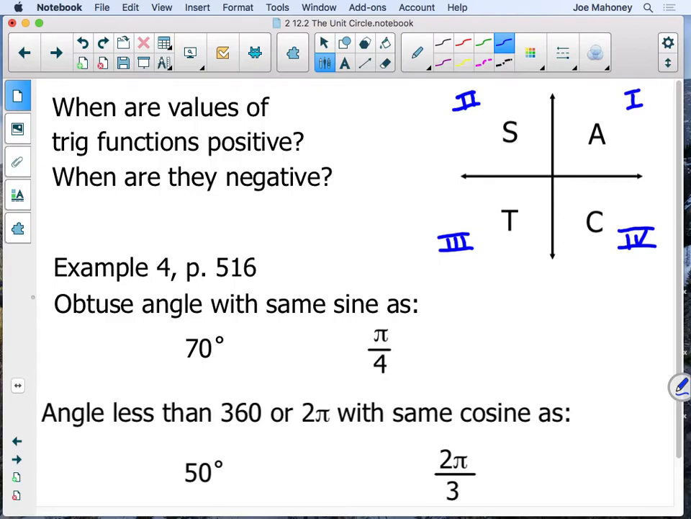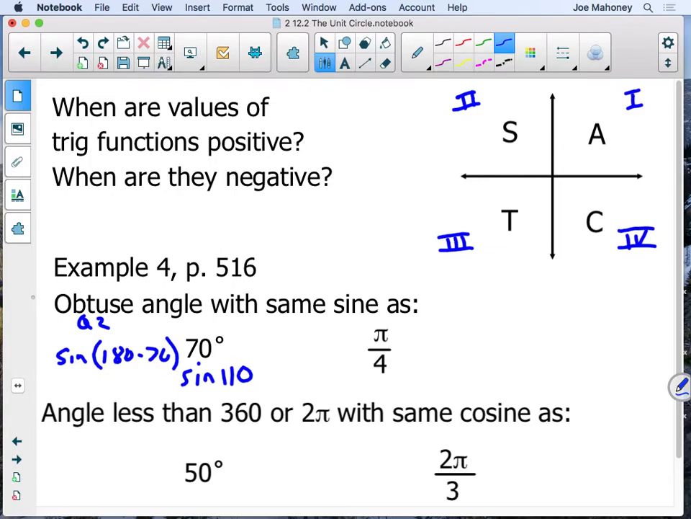So a couple of examples in the textbook to show you some of these angle relationships. So if we want to find an obtuse angle with the same sine as 70 degrees. So if it's obtuse, it's going to be in quadrant number 2. So remember, if we go 180 degrees and then we go back 70, that's 180 minus 70. So this sine value is going to be the sine of 180 minus 70, or the sine of 110. That would have the same sine as the sine of 70.